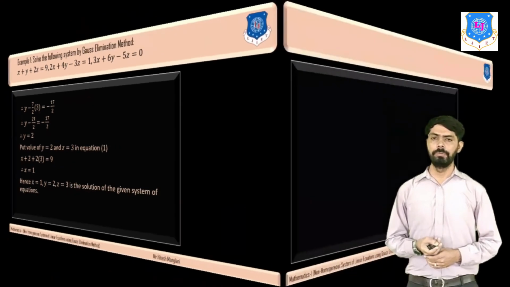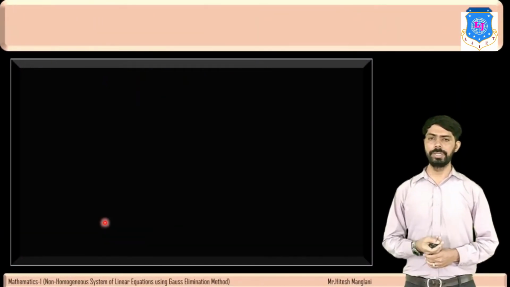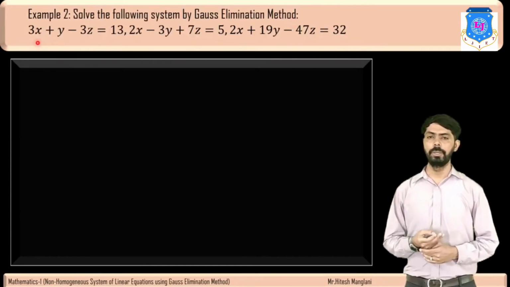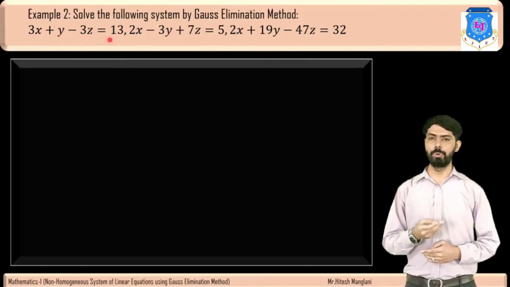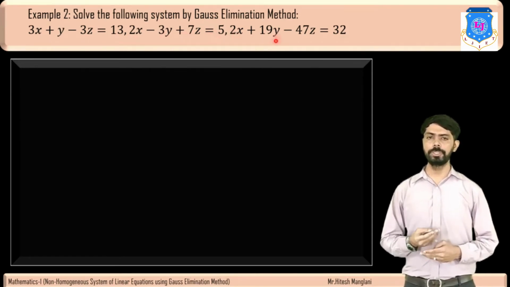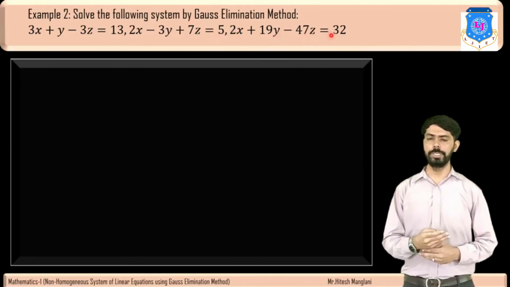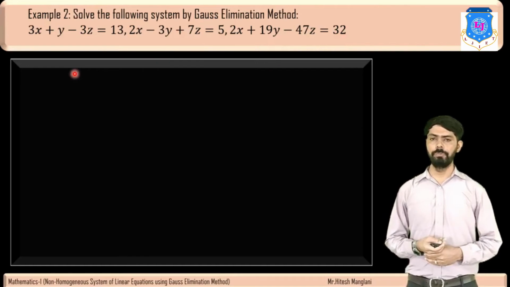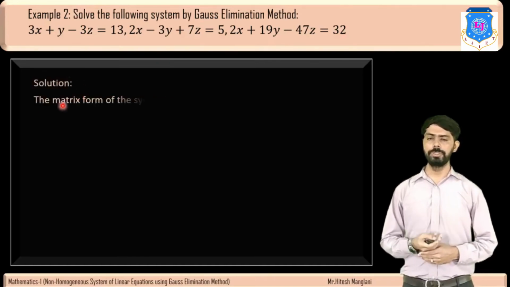Now we will discuss the second example, that is, solve the following system by the Gauss elimination method. The equations are 3x plus y minus 3z is equal to 13, then the second equation is 2x minus 3y plus 7z is equal to 5, then the third equation is 2x plus 19y minus 47z is equal to 32. So here, first of all, we will write down the matrix form of the system.